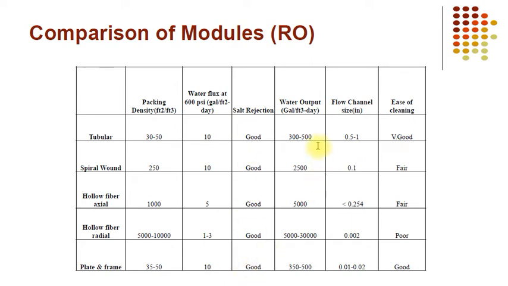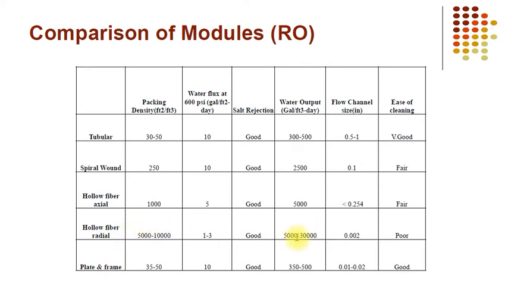Next is water output. How much water you can collect per meter cube of the equipment size. Okay, so in this data you can compare it to the flux, and you can see that the hollow fiber radial modules have lesser flux but higher water output. Why? Because the membrane densities are quite higher.